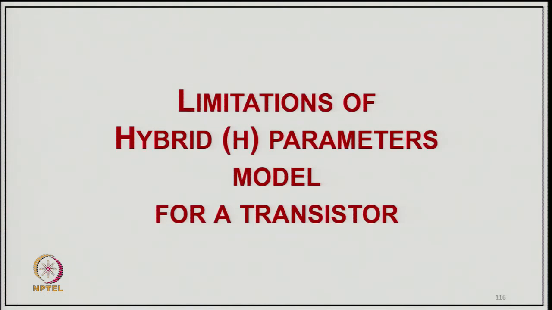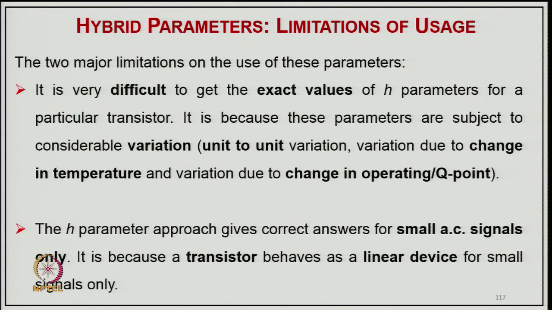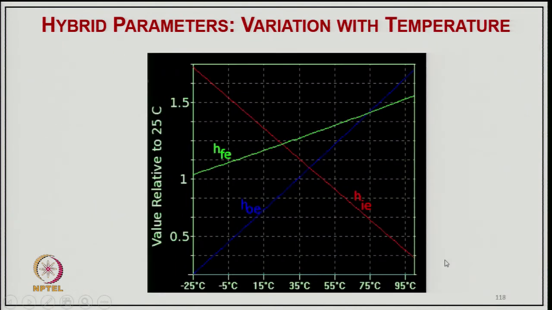Now, coming to the limitations of these hybrid or H parameters for a transistor. There are two major limitations of their use. It is very difficult to get the exact value of H parameters for a particular transistor, because these parameters are subject to considerable variation: unit to unit variation, variation due to change in temperature, and variation due to change in operating or quiescent point. And the H parameter approach gives the correct answer for a small AC signal only, because a transistor behaves as a linear device, a linear amplifier, for a small AC signal.